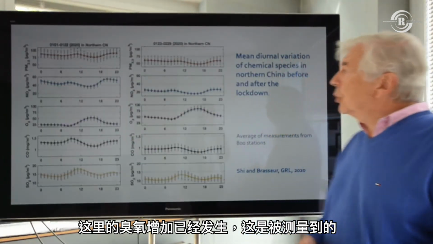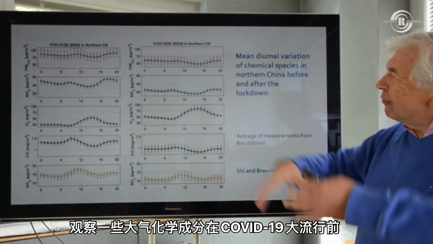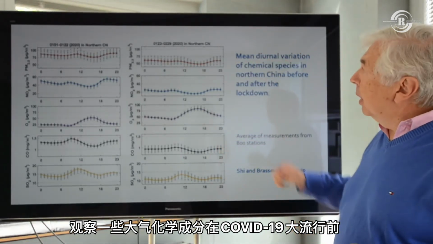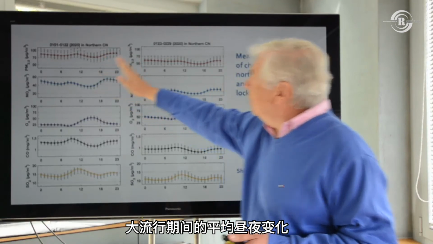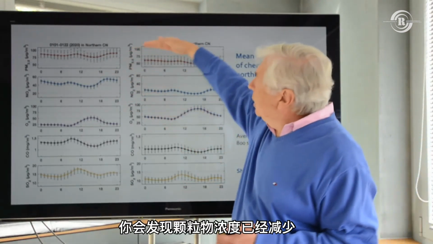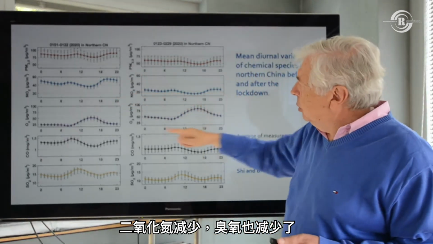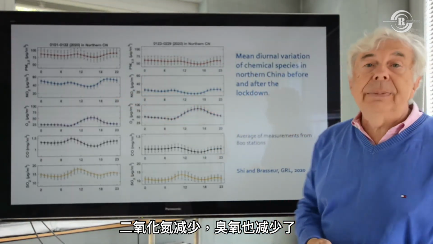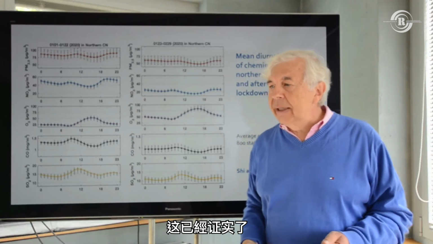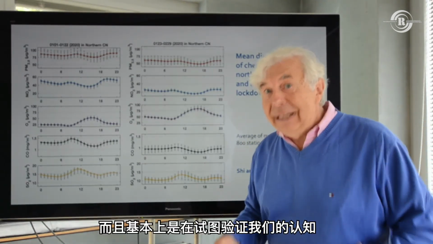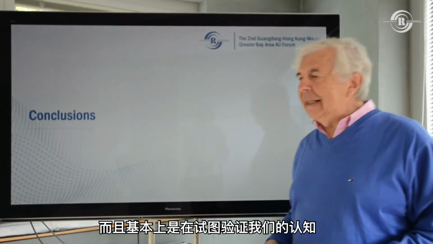You see it also here when you look at the average diurnal variation of a number of chemical species before the pandemic, during the pandemic. You see that the particles have been reduced, you see that NO2 has been reduced, and you see that ozone has been reduced. So this is really confirmed and basically tries to validate the understanding that we have.